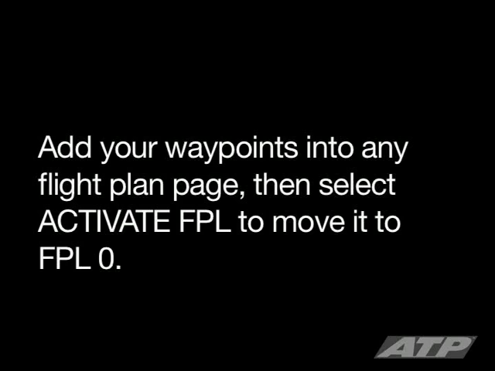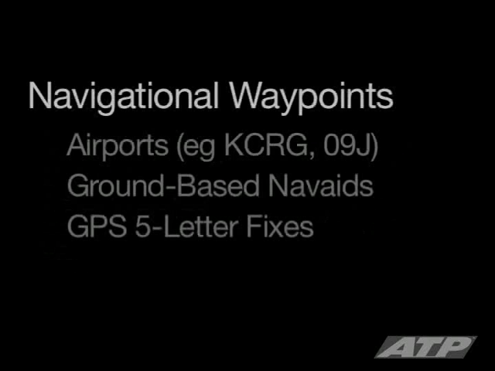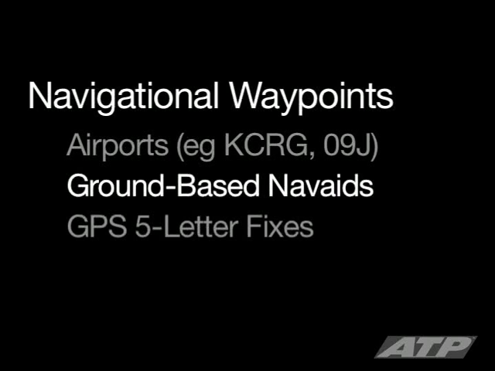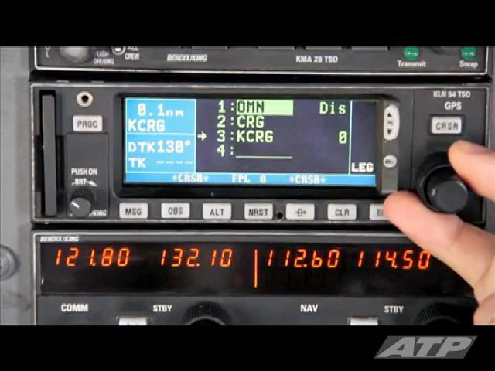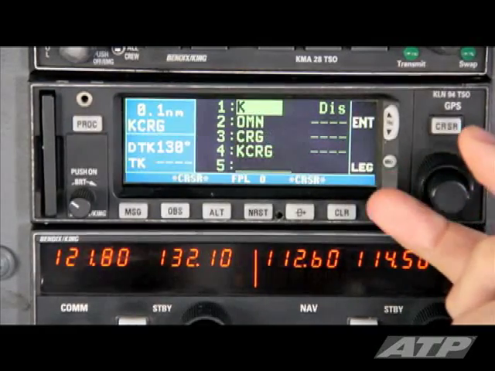Add your waypoints into any flight plan page and then select Activate Flight Plan to move it to Flight Plan 0. You can enter 3 different kinds of navigational waypoints into the GPS: airports, ground-based nav aids, and GPS 5-letter fixes. Always start with your current airport. Outer knob highlights a character. Inner knob sequences through characters and numbers.